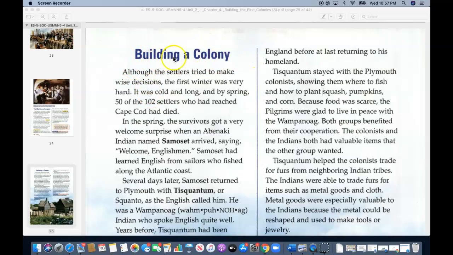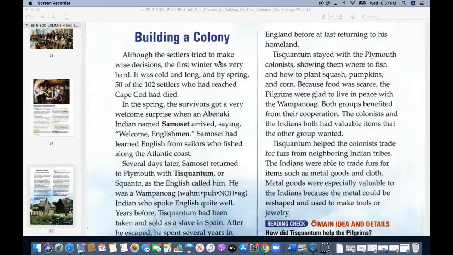Okay, next section, building a colony. Please write that in your notes. And let's read to see what is important or interesting to add.